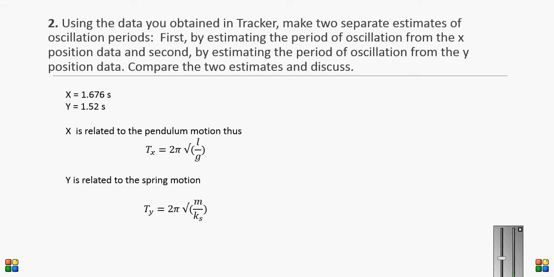As for the second question, using the data you obtained from Tracker, make two separate estimates of the period of oscillation from the X position data and from the Y. So from the X, I got a result of 1.67 seconds, which was different from the Y, and that is because the X is more related to the pendulum motion, which is different from the Y, which is related to the spring oscillation motion, and each has its own formula for being determined. So that is the reason why.